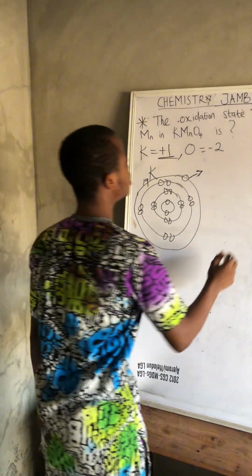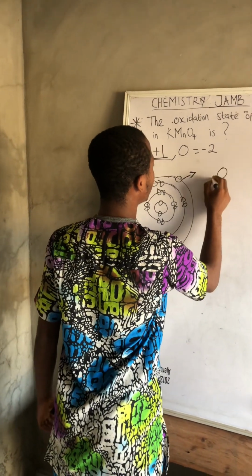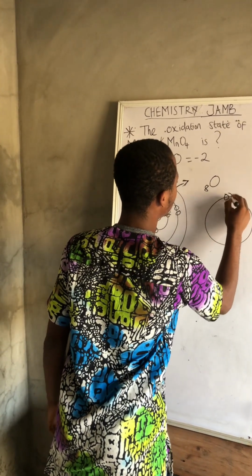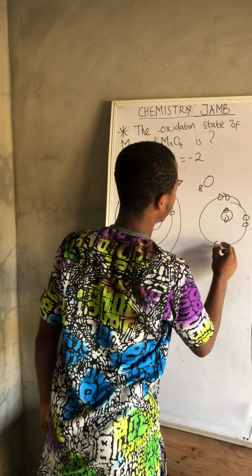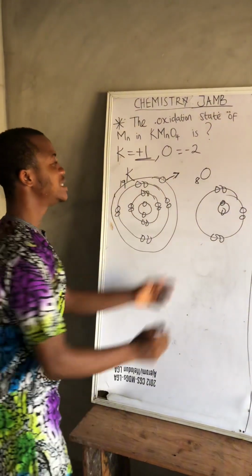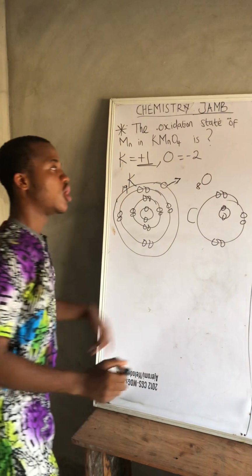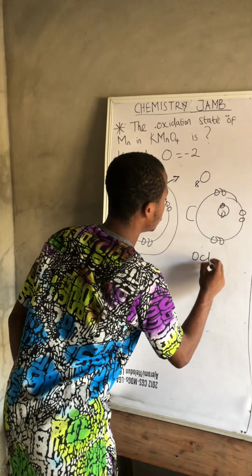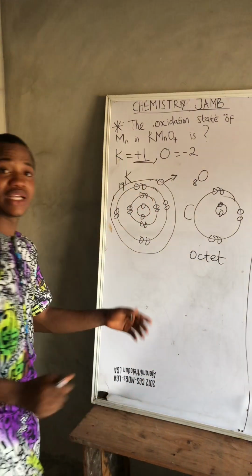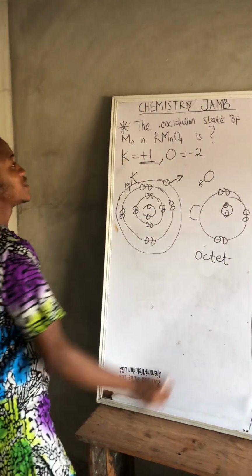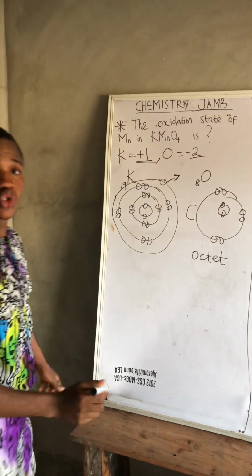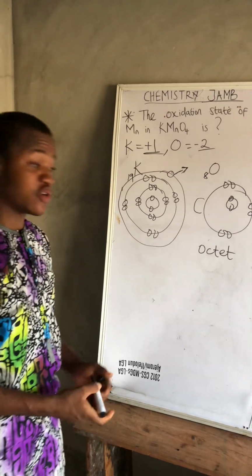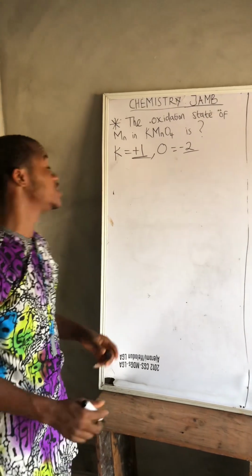For oxygen, it has an atomic number of 8, and this is just the configuration. It has, let me see, 6. Yes, so it's waiting to receive 2. Oxygen is waiting to gain 2 so as to attain the octet structure. So that is why the oxidation state of oxygen is usually -2. But in some cases it is -1, that is usually in peroxides. So now let us continue with the solving.